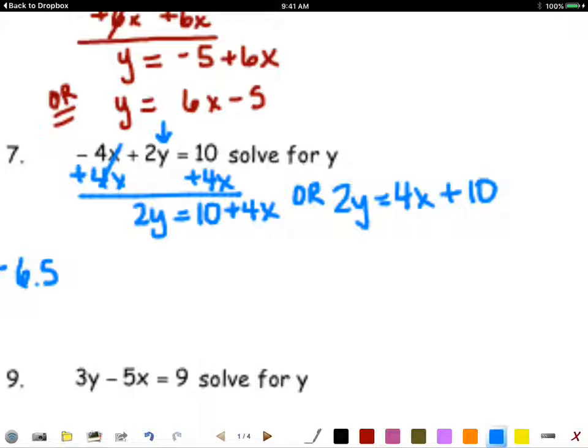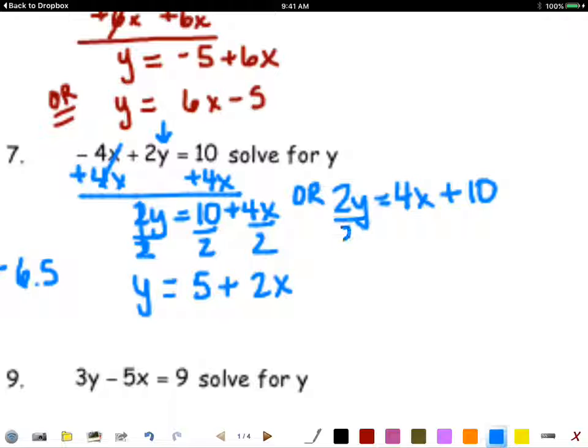Okay, so let's finish this. How do we get rid of the 2? Divide by 2. Now listen, if I see over on this side that any of these numbers are divisible by what I'm about to divide by, I always write it under each piece. I don't just put divide by 2. I actually do this because I can see, oh, I'm going to be able to simplify that. So when I do, I get y equals what? 5 plus 2x, okay?